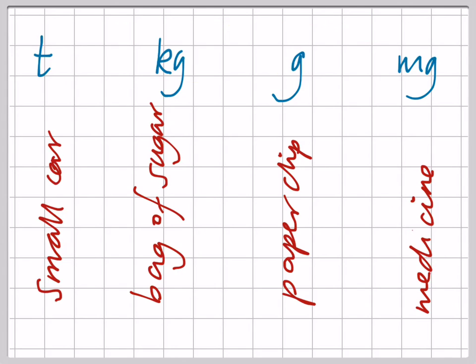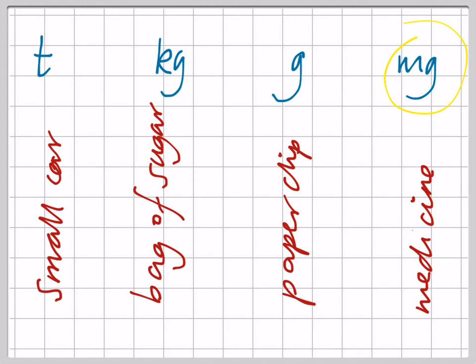Let's move on to weight. Okay, with weight, we go from tonnes, which is the heaviest unit of measurement, through kilograms, grams, and down to milligrams. Milligrams don't come up very often, but it's worth knowing what they actually mean.